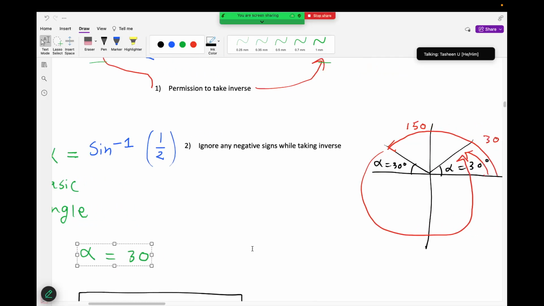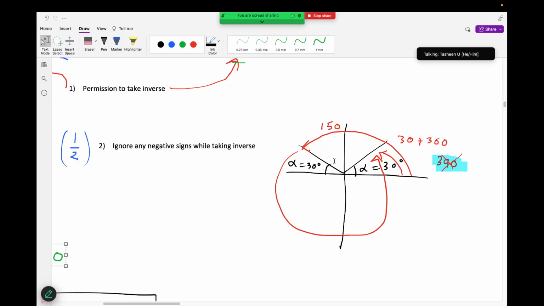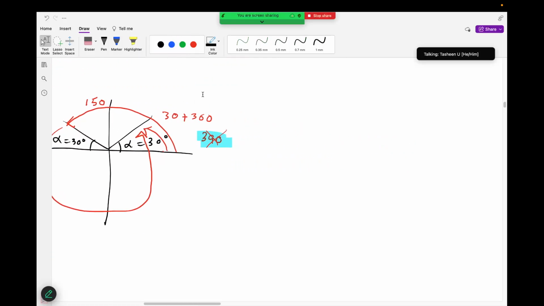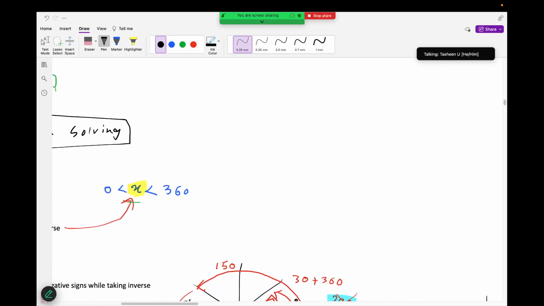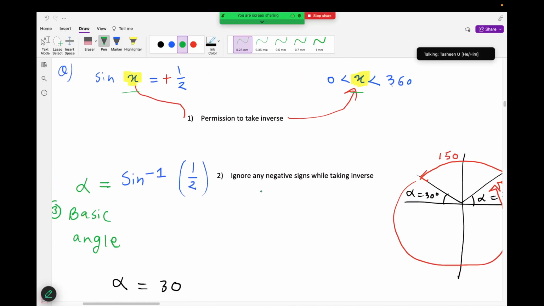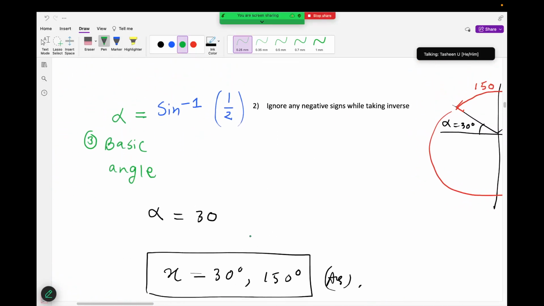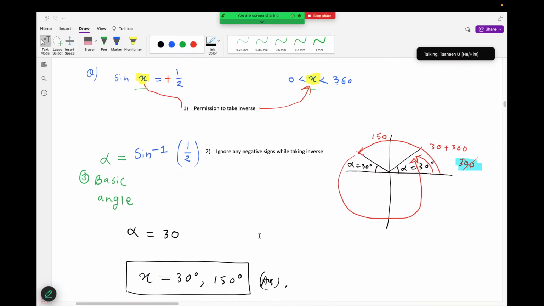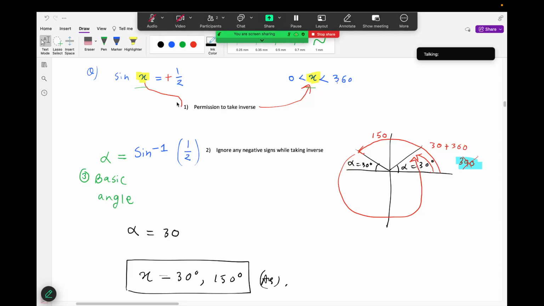Then next thing, you know that sign is positive, so you make the alpha in the grid. This is 30, this is 30, and we have to go up until 360, so one loop. Okay, so which means what? First angle is 30, another angle is this angle, which is 180 minus 30, which is 150. So our final answer is x equals 30 and 150 degree. You are okay with this?